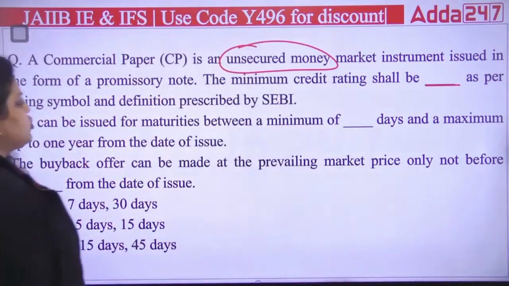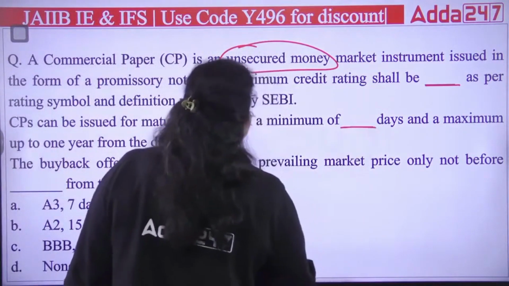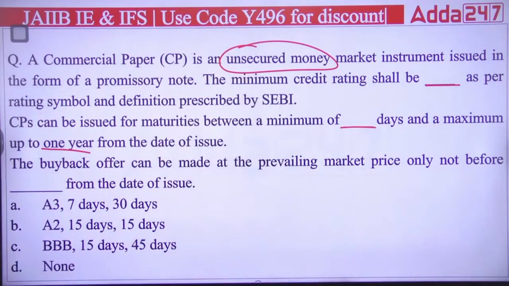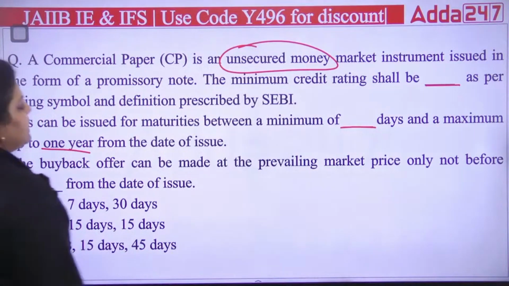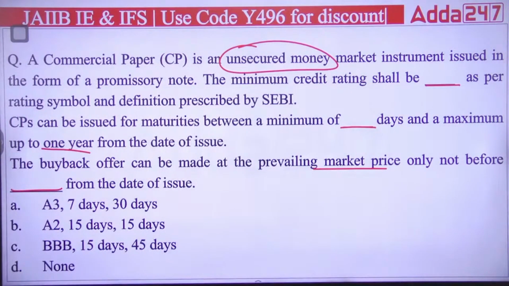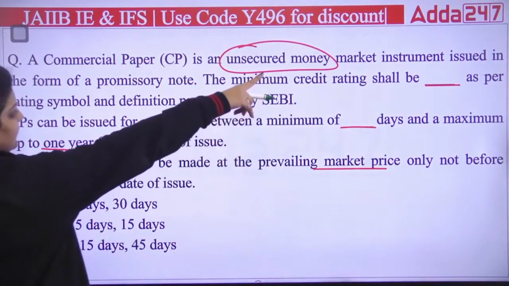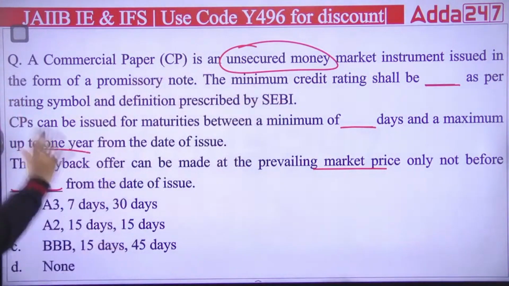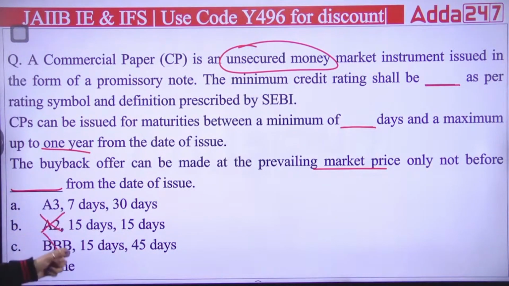So commercial paper can be issued for maturity between a minimum of dash days and a maximum of 1 year from the date of issue. Next is saying the buyback offer can be made at prevailing market price only, not before dash days from the date of issue. Now, you have to answer which of the following is correct. And if you remember what kind of rating is required, you can eliminate the two options here. The rating is A3, A2 or BBB, or none of the above. So actual answer is rating is A3. Okay, rating is what? It is A3.